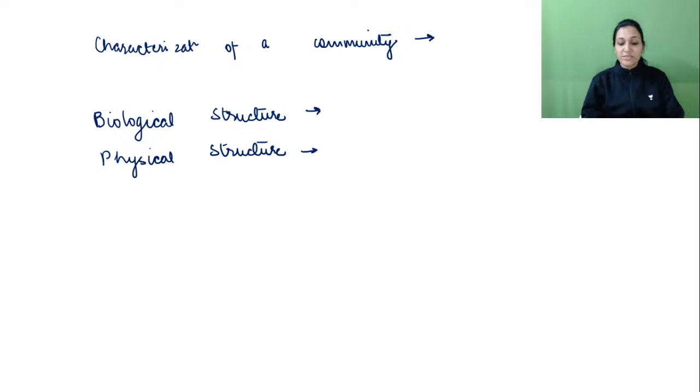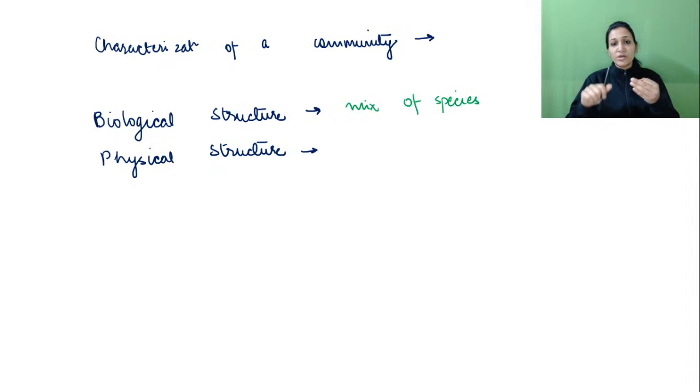So biological structure is a mix of species. What all types of species are living will come under biological structure, and physical structure will include the physical features of biotic and abiotic components. Like if we are saying physical structure, we are not just going for sunlight, then temperature, then moisture content, then salinity, then land or mountain or valley.